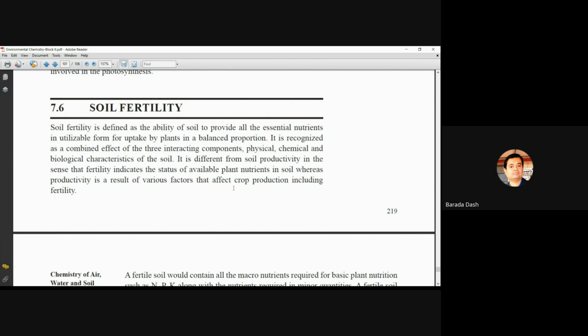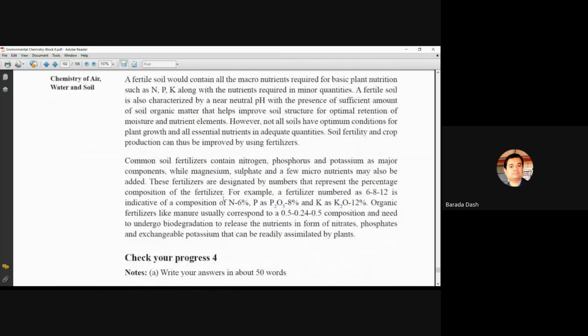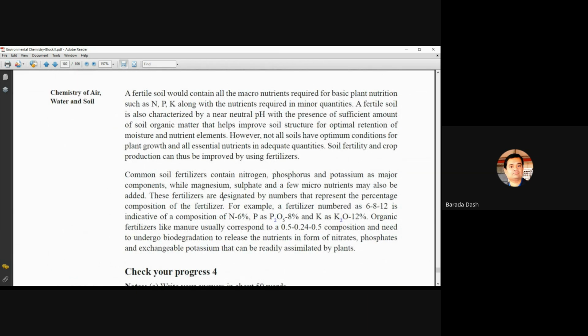Productivity means how much yield, whether you are getting a good yield from your crop or not. Whereas soil fertility means whether the required amount of nutrients is present or not. So a fertile soil would contain all the macronutrients, like phosphorus, nitrogen, and potassium.